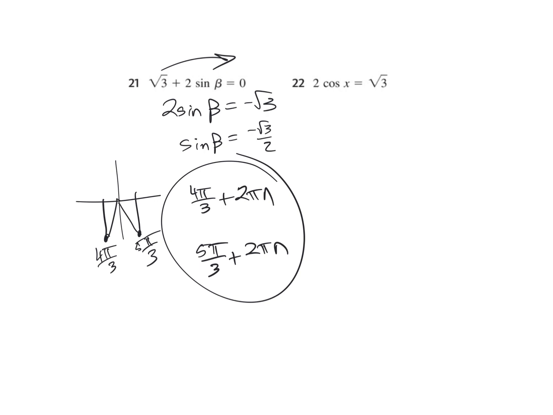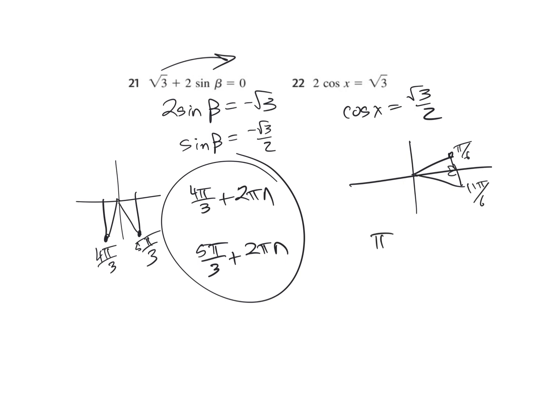Okay, number 22. Divide off the 2. Cosine of x is the square root of 3 over 2. So cosine is positive in the first and fourth quadrant, and it's the long leg. So we are at pi over 6 and 11 pi over 6. So pi over 6 plus 2 pi n and 11 pi over 6 plus 2 pi n.